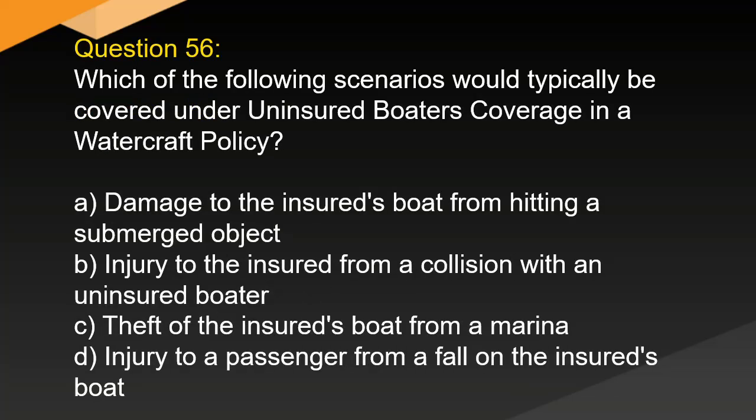Question 56. Which of the following scenarios would typically be covered under uninsured boaters coverage in a watercraft policy? A. Damage to the insured's boat from hitting a submerged object. B. Injury to the insured from a collision with an uninsured boater. C. Theft of the insured's boat from a marina. D. Injury to a passenger from a fall in the insured's bow.